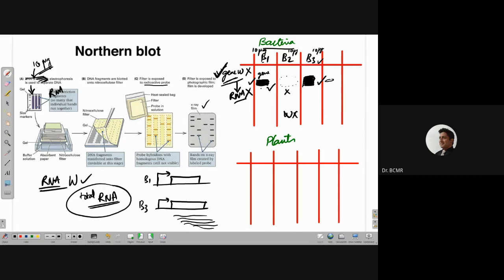And it can also tell us about the quantity of expression, how much RNA. If you are able to compare across these different samples, you can say that B3 has the highest expression of gene W compared to B1 and B4. B4 has the least expression.